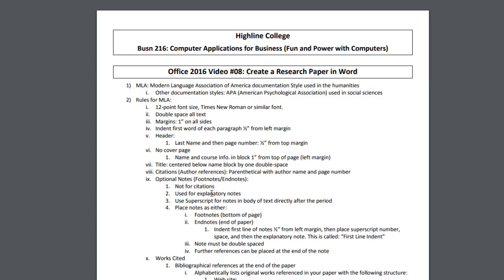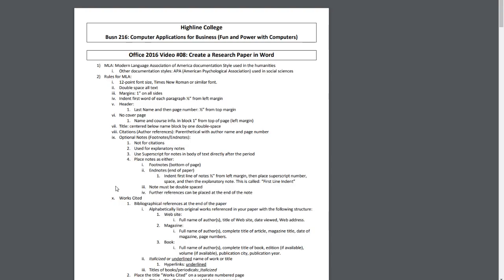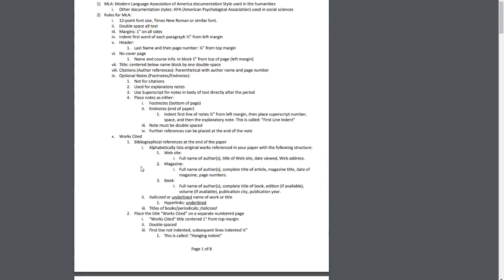Optional notes, these will be footnotes for us. These are explanatory notes. Now here's the formatting for the footnotes we're going to use. We'll see that the footnote feature actually does an amazing job of doing this for us, although we will have to modify the built-in footnote style that comes in Word. Then we'll create our bibliography or works cited. That's a list of all of our sources. And all of this formatting will be done for us.